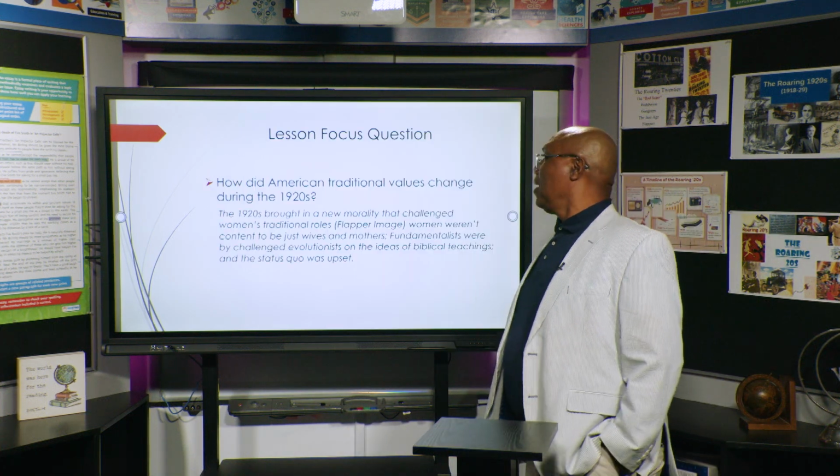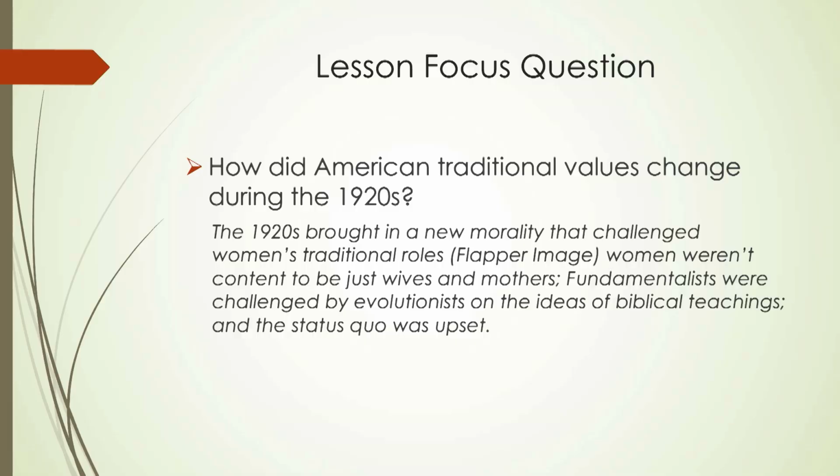Lesson focus question. How did American traditional values change during the 1920s? The 1920s brought in a new morality that changed women's traditional roles. The flapper image. Women weren't content to be just wives and mothers anymore. Fundamentalists challenged evolutionists on the ideas of biblical teachings, and the status quo was upset.